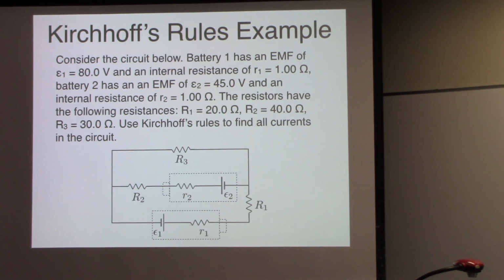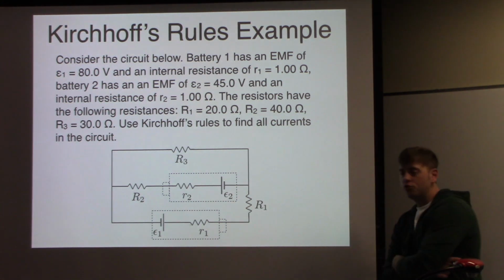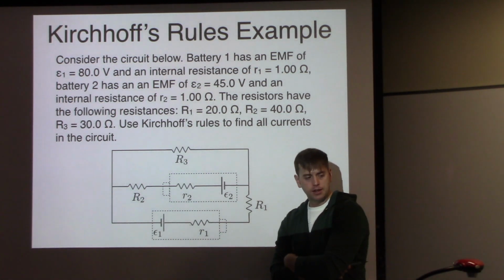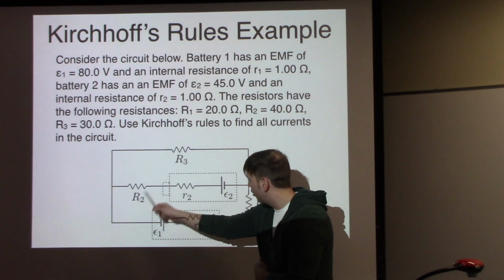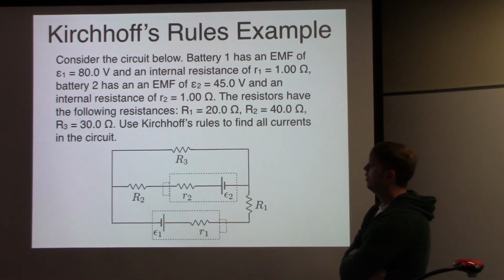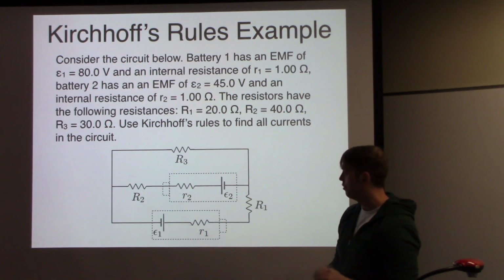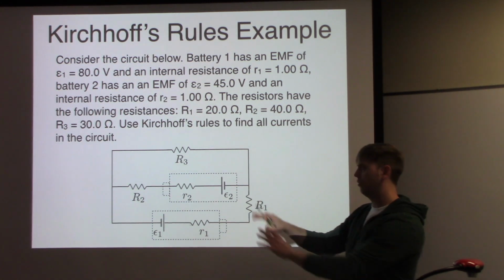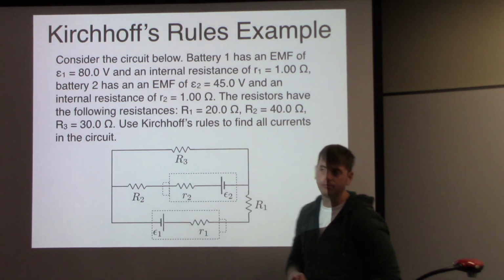It has two different batteries. So battery number 1, battery number 2. Each one of these batteries has an EMF and an internal resistance. Also in this circuit we have three different resistors, R1, R2, and R3. The lowercase r's are going to represent the internal resistance of the battery. The uppercase R's are going to represent just the load resistance of some device. For instance, you can imagine these are light bulbs.